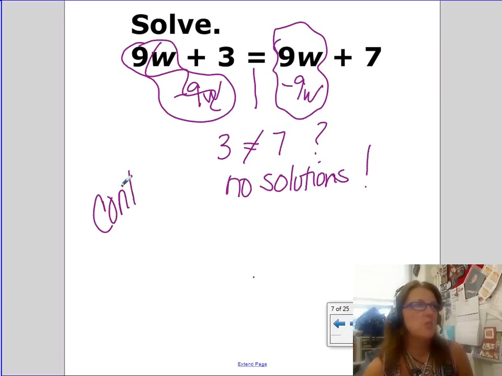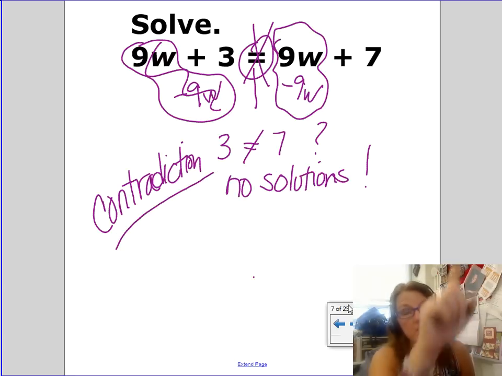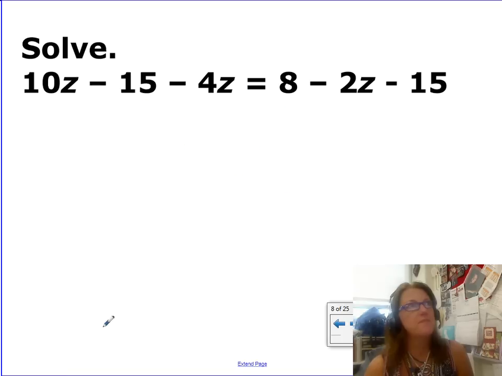This actually was a lie from the start. These two were not equal to each other to begin with. And we call that a contradiction when that happens. So you might see one like this on your assignment.